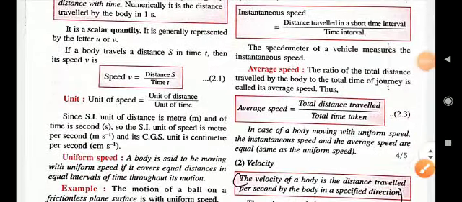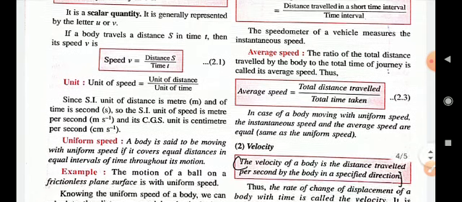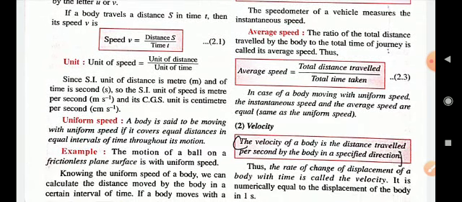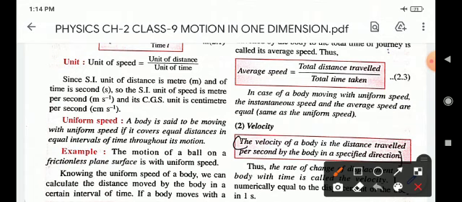Average speed. What is average speed? The ratio of the total distance traveled and the total time taken by the body is called the average speed. The unit of average speed is also meter per second or centimeter per second. Children, now I will discuss velocity. Velocity is a vector quantity. It has magnitude as well as direction.